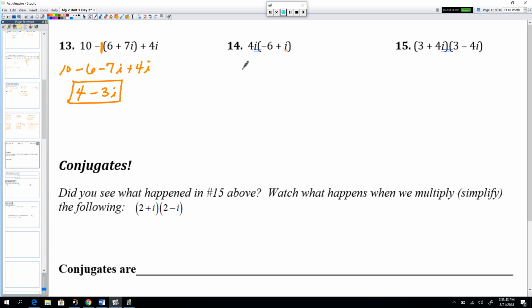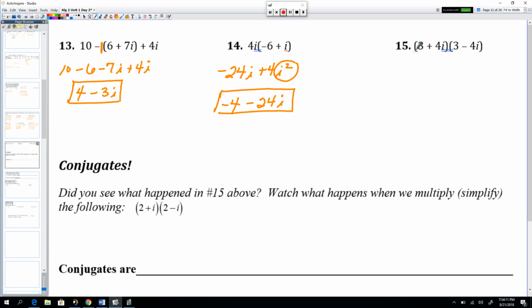Once again, we have a distribution situation, so we'll distribute this to make negative 24i plus 4i squared. We may not leave it like this. Why is that? Because this i squared must be replaced with a negative 1. So 4 times negative 1 is negative 4 minus 24i. That's your final on that.